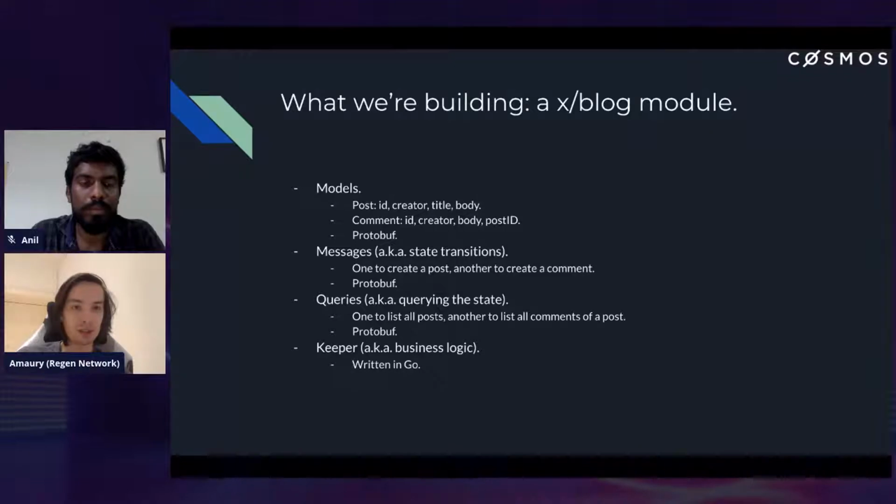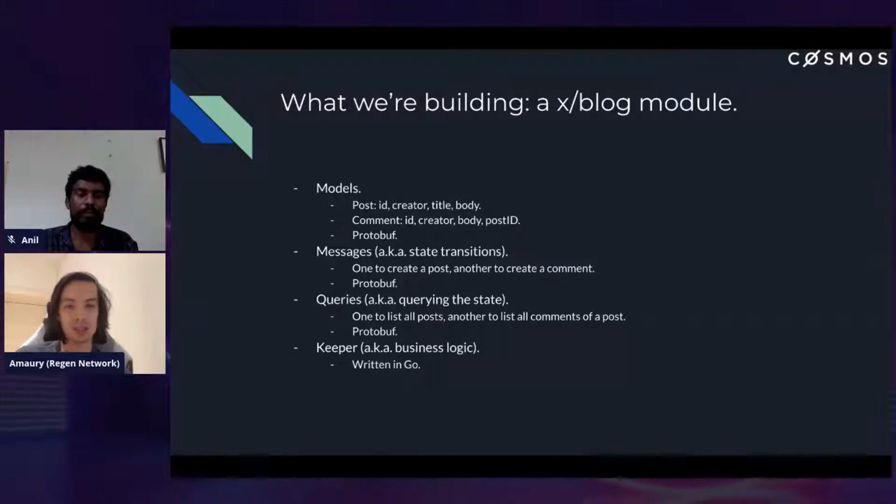First of all, the models, as in the M in MVC. We'll have only two models: a post, which is a blog post, which has an ID, a creator, the author, a title, and a body, and a comment, which has a unique ID, also the author, the body, and the post to which this comment attaches. And these models will be defined by Protobuf, since that's one of our big focuses today.